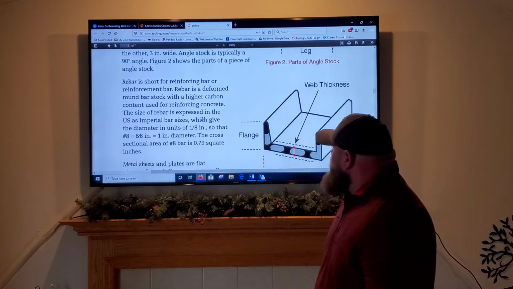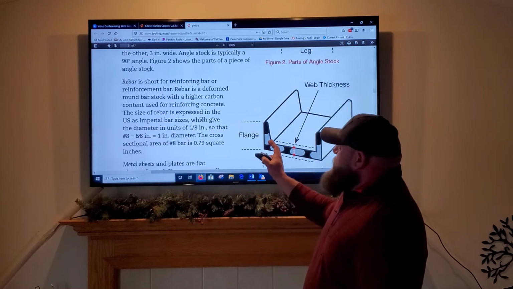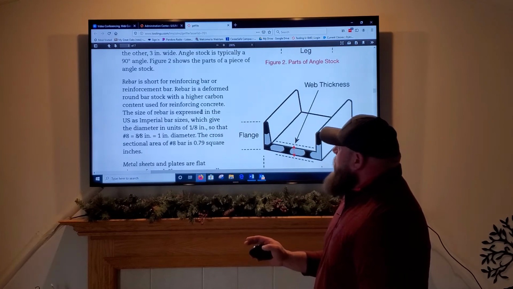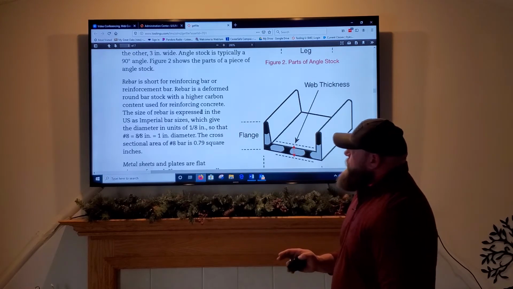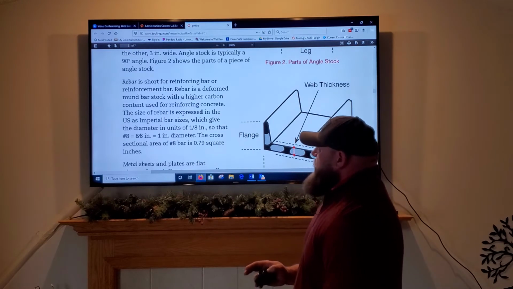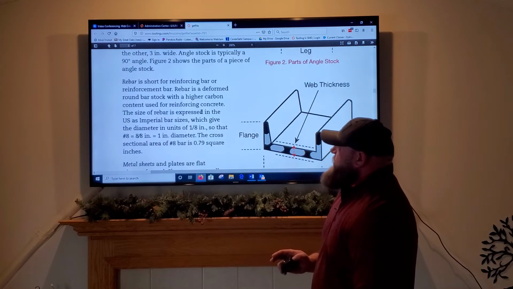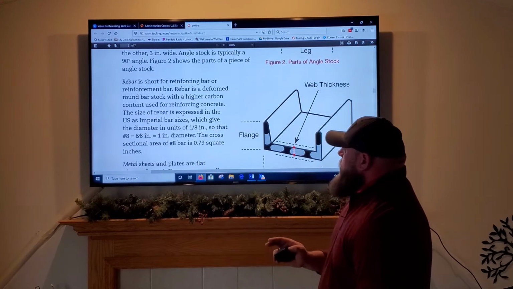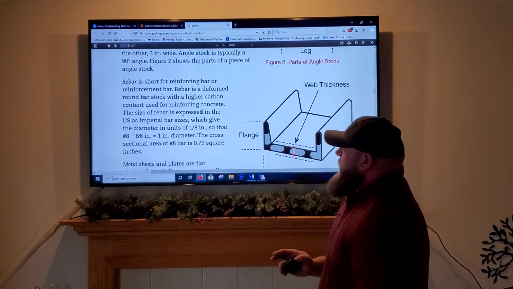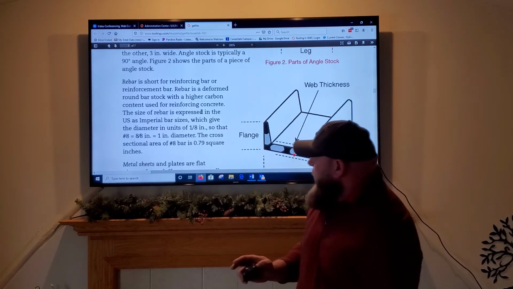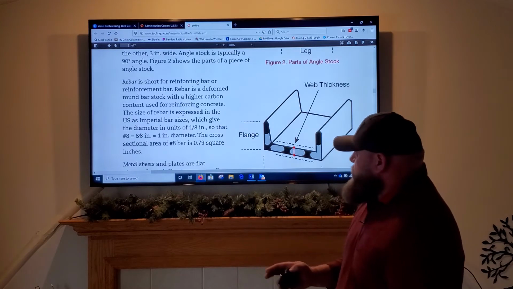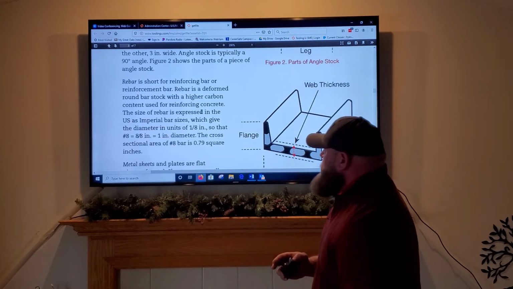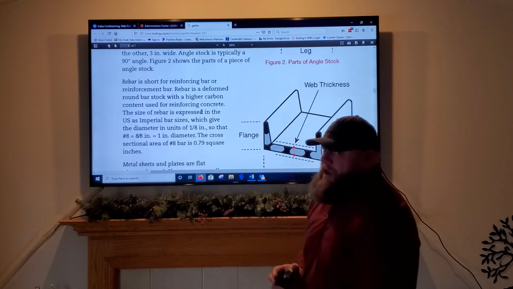Rebar is short for reinforcing bar or reinforcement bar. Rebar is a deformed round bar stock with a high carbon content used for reinforcing concrete. The size of rebar is expressed in the U.S. as imperial bar sizes, which give the diameter in units of 1/8, so that a number 8 equals 8/8 of an inch, or 1 inch in diameter. The cross-sectional area of number 8 bar is 0.790 square inches.